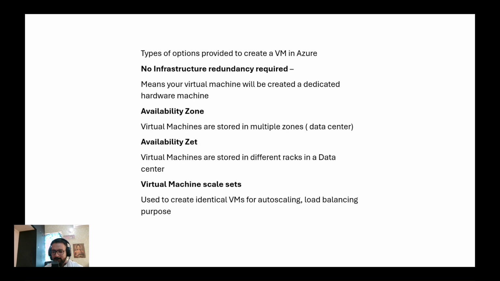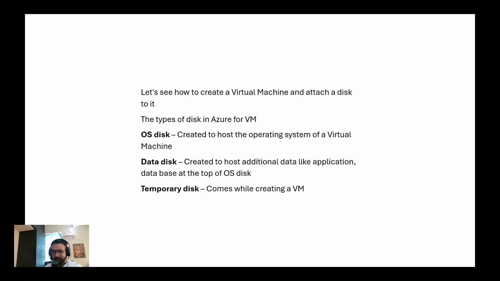Availability set. Virtual machines are stored in the same region, same data center, but in different racks. For example, in a rack you have blade server 1, blade server 2, blade server 3. Your virtual machine is split between blade server 1 and blade server 3. Both blade servers are present in the same rack. Virtual machine scale sets are used to create identical virtual machines for auto scaling and load balancing purpose. For auto scaling, you use identical virtual machines in order to distribute the load across the instances. For this purpose, you can use virtual machine scale sets.